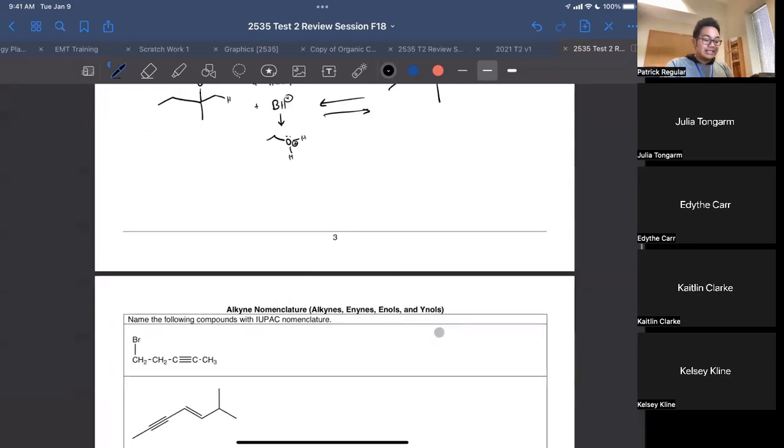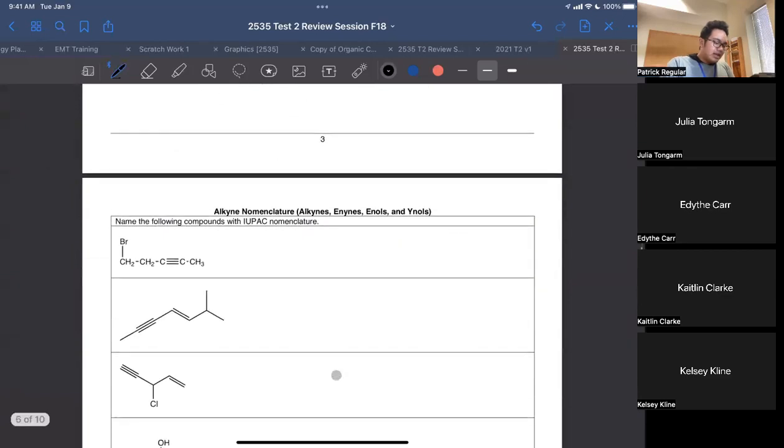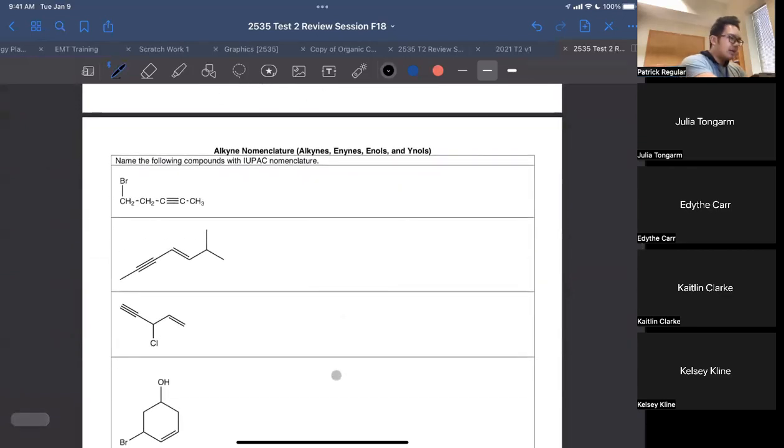I'm going to take the silence as a yes. And now this is the fun part, alkyne nomenclature. This is really interesting because, again, when it comes to nomenclature, alkynes and alkenes have the same priority, disregarding any kind of tiebreaker.